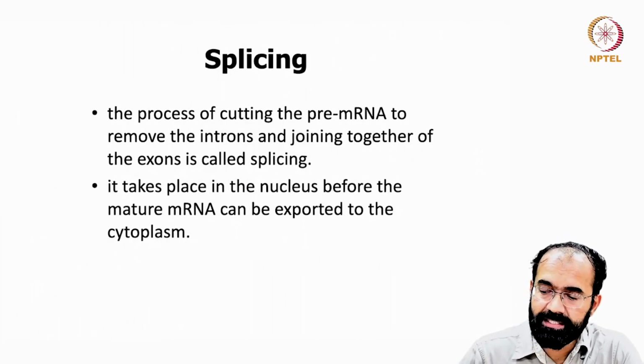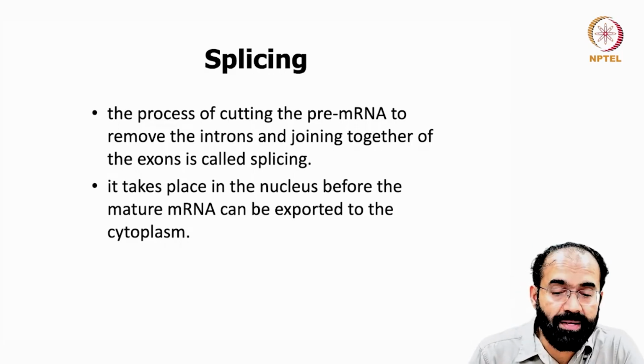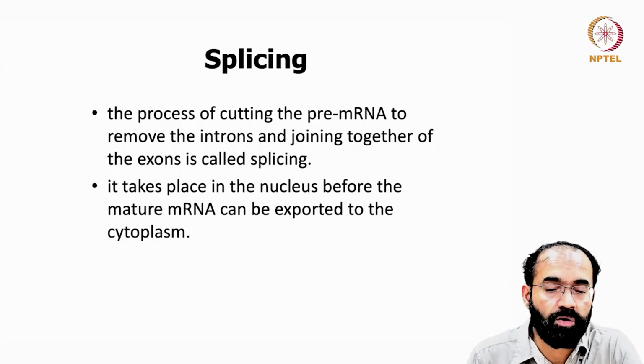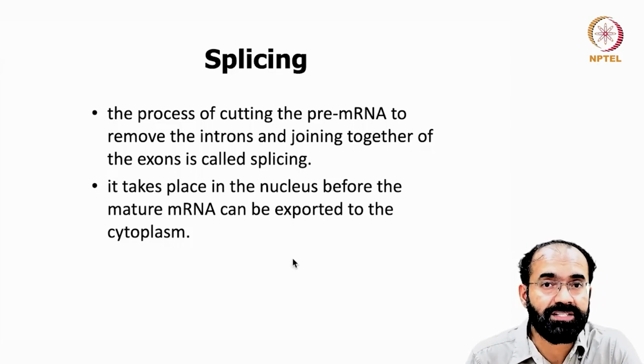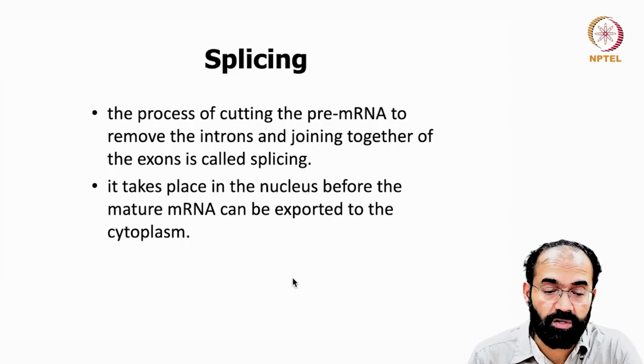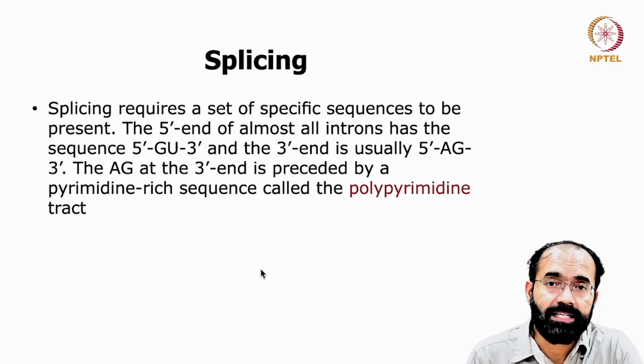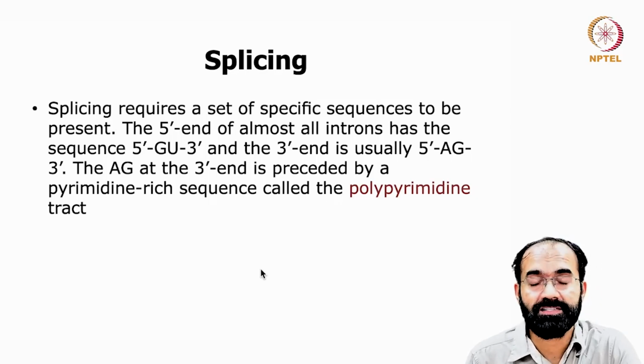And coming back to splicing in a little more detail, the process of cutting the pre-mRNA to remove the introns and joining together the exons is called, in simplistic terms, splicing. It takes place in the nucleus before the mature mRNA can be exported to the cytoplasm. And splicing requires a set of specific sequences to be present.